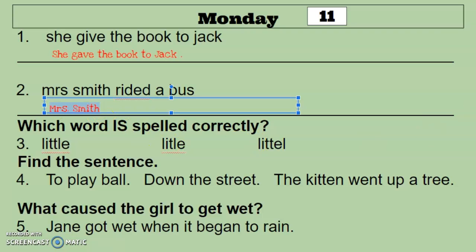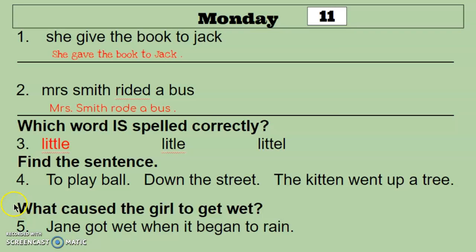Change this to a better font. There we go. Rode a bus. Righted is not a word. So Miss Smith rode a bus. Which word is spelled correctly? Little is spelled with 2 T's.